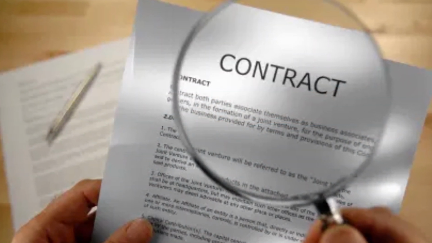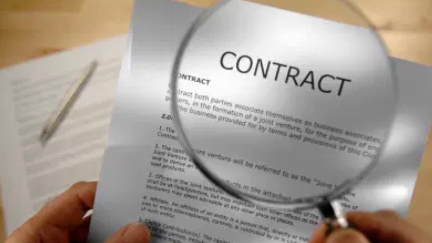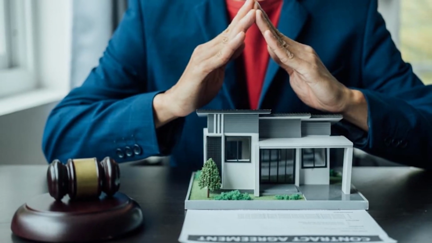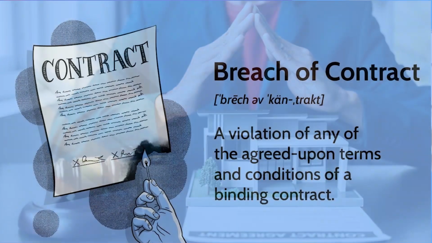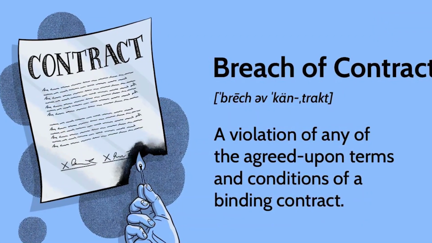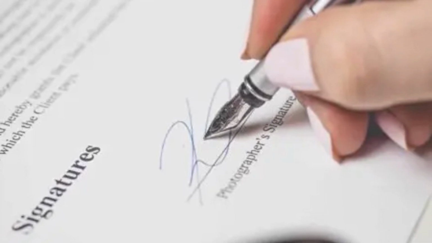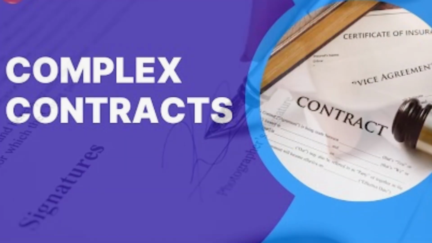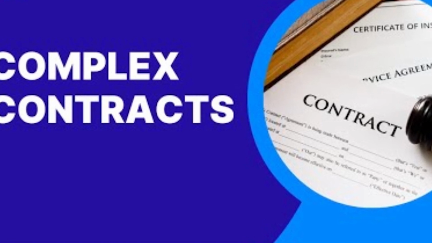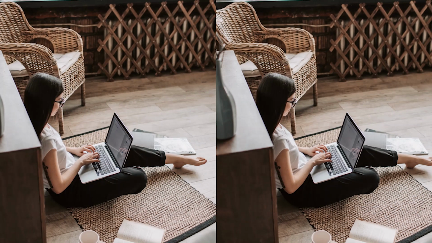Read the entire document. Don't skim. Don't skip ahead. Don't assume it's standard. A lawyer reads the full contract from start to finish before analyzing anything in detail. This initial read-through gives you a general understanding of what the agreement is about, who's involved, and what the main obligations are. Think of it as getting the big picture before zooming in.